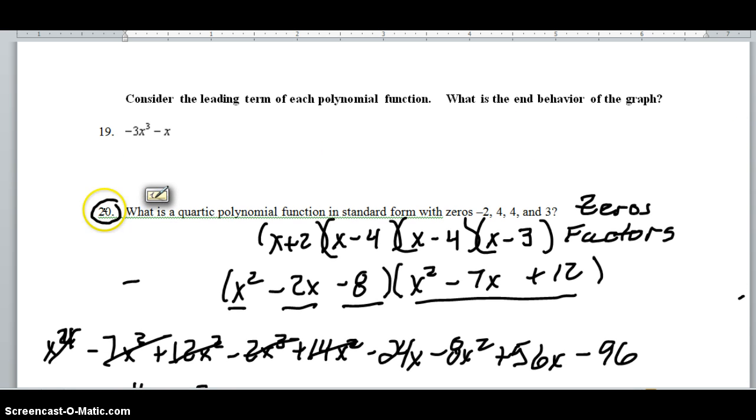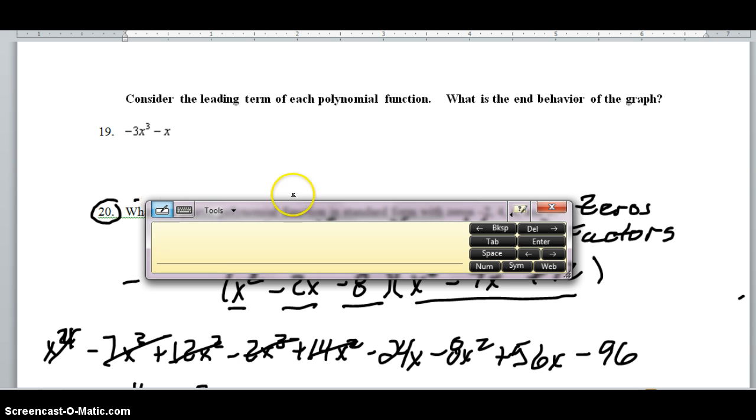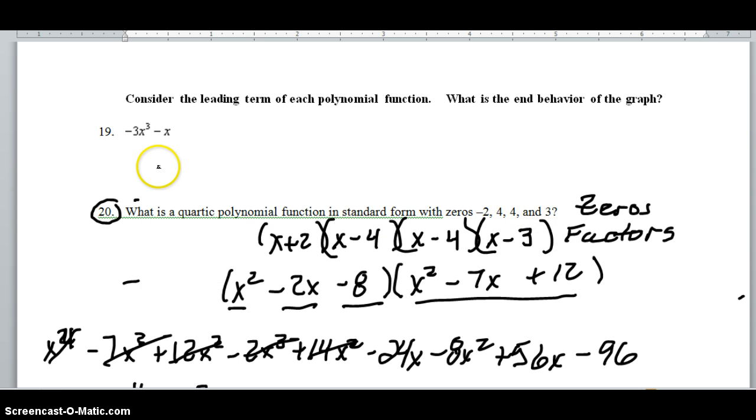Next one, take a look. They're asking us to consider the leading term of each polynomial function. What is the end behavior of the graph? Well, remember we had that little diagram, plus, minus, even, odd. And we create a little table there.